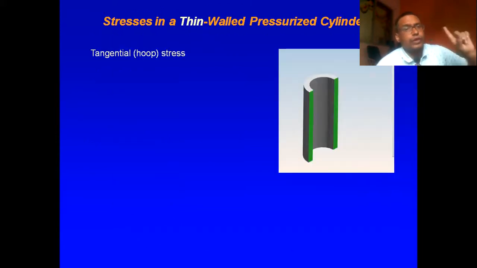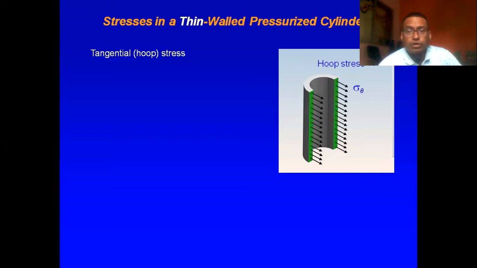Now the hoop stresses or the circumferential stresses, they will act on this surface. The longitudinal stresses, they will be acting on this surface. However, the hoop stresses, they will be acting on this surface. So that is what it is, pulled like this. Hoop stresses, circumferential stresses.